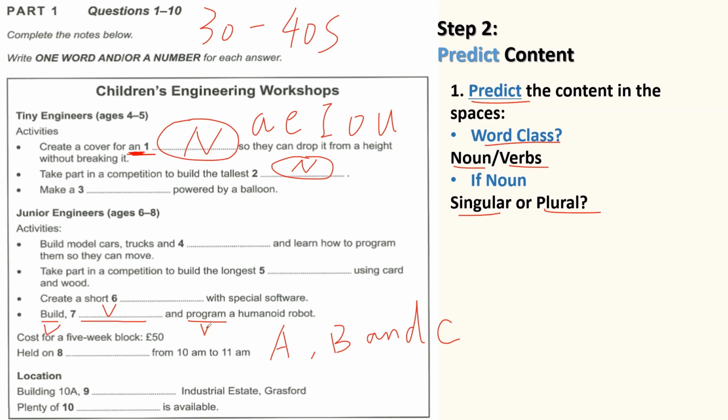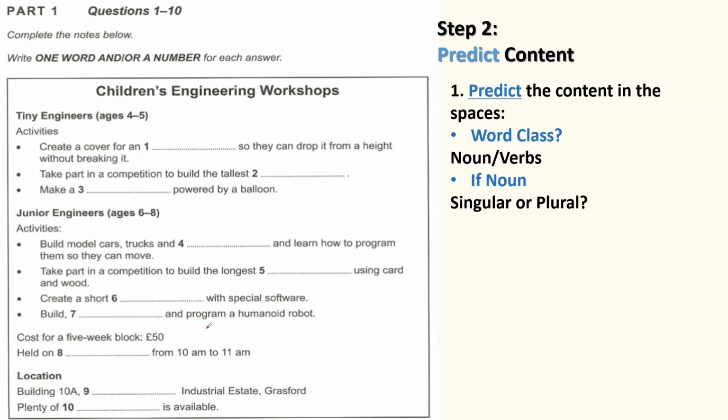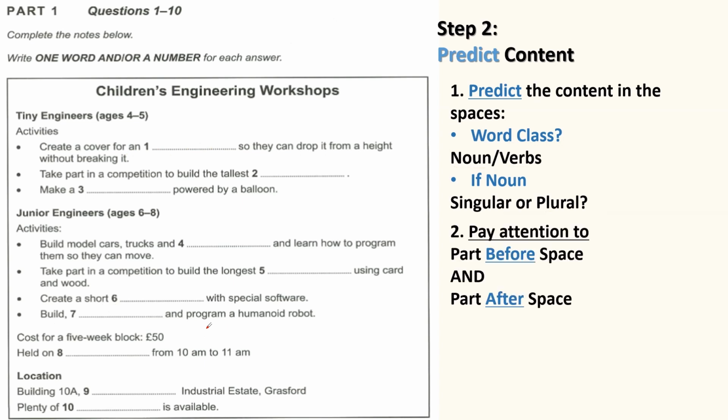This is how we predict the word class while reading the questions, which helps us locate the correct answers more accurately during the listening part. Another important tip is to avoid focusing solely on the space while listening. Instead, pay attention to the parts before and after the spaces as well.